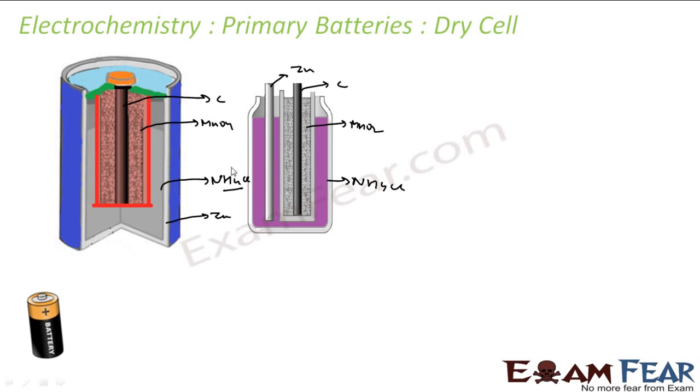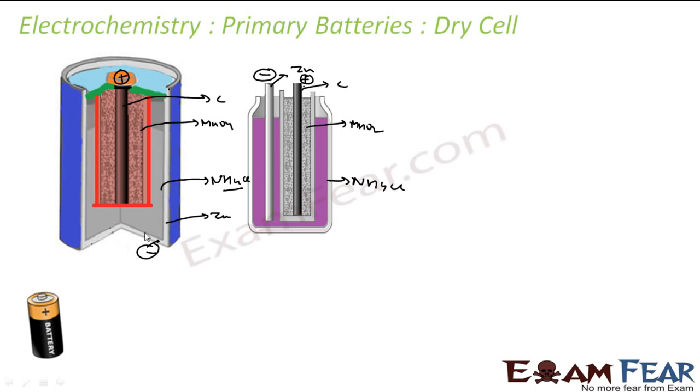Here we also have the porous spot. Everything is the same, right? It has a zinc container, the whole container, and the zinc container itself will act as the anode here. This will have a negative charge and this will have a positive charge. Carbon gets a positive charge, zinc gets a negative charge, right?